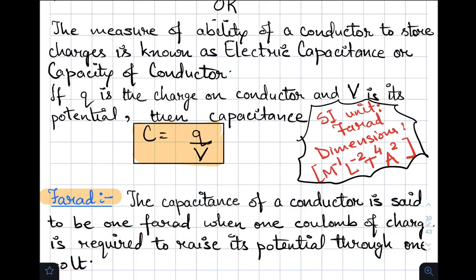We can see this from the formula again. Capacitance is equal to charge upon potential. This means capacitance will be 1 farad when 1 coulomb of charge is required to raise the potential by 1 volt.